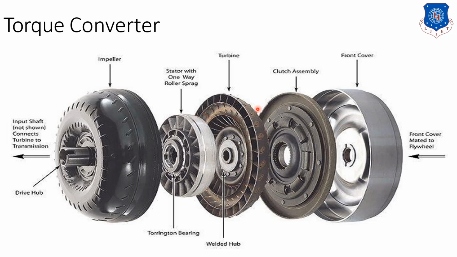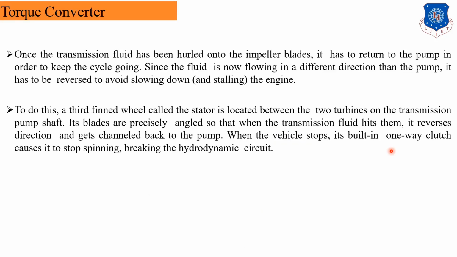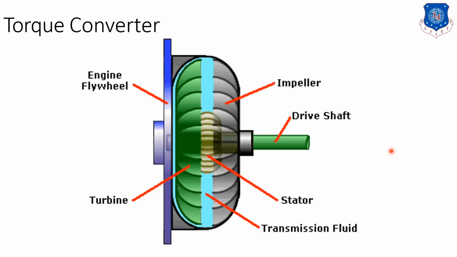The turbine is connected with the clutch assembly, and the whole thing is covered with this front cover, and the power is supplied to the output shaft. So these are the torque converter components which are used. The torque converter is used to convert a high amount of torque. We obtain increased torque from these torque converters. So this is the working of the torque converter.